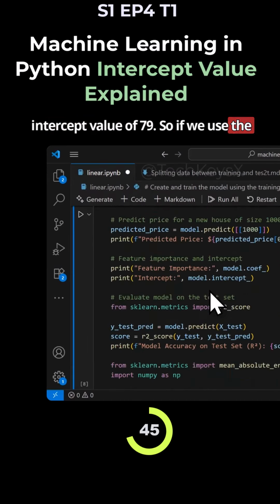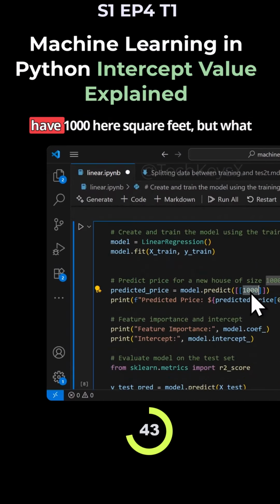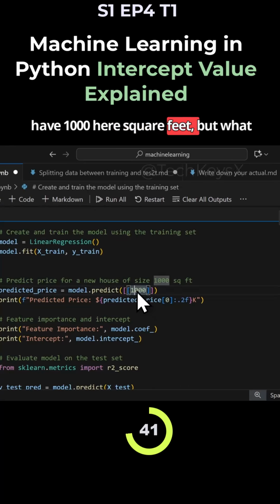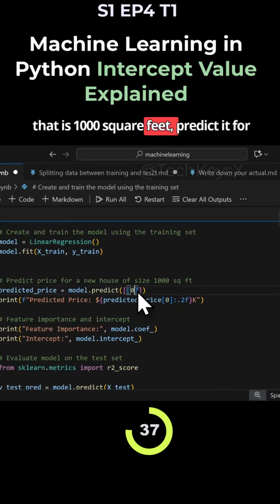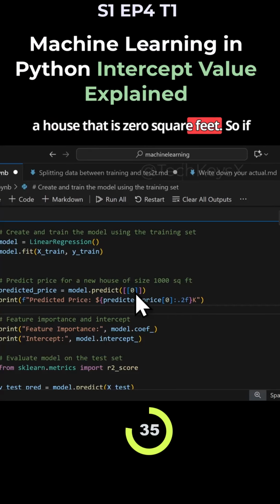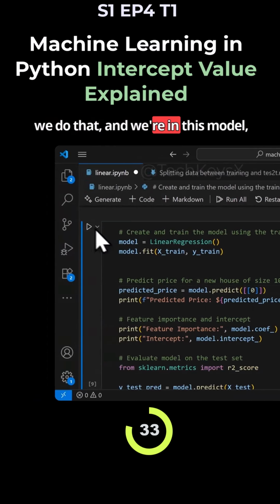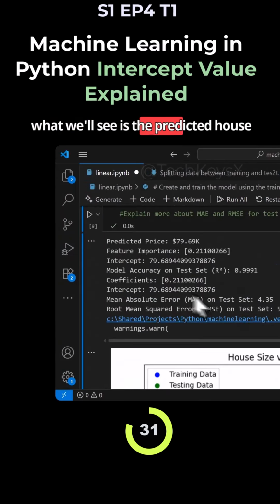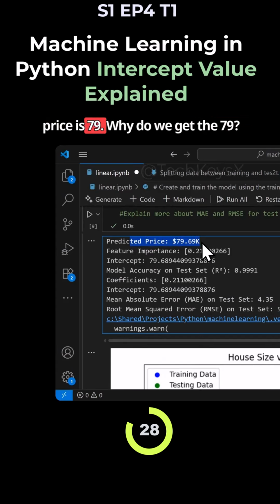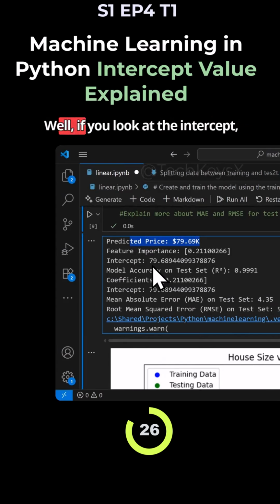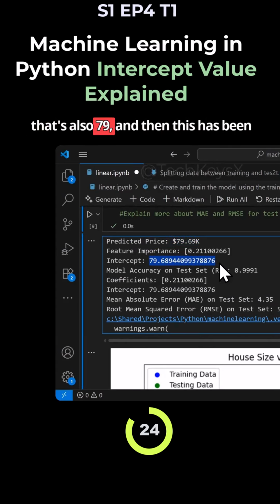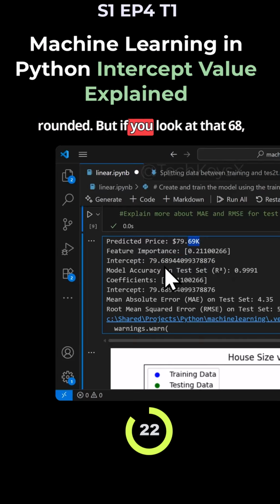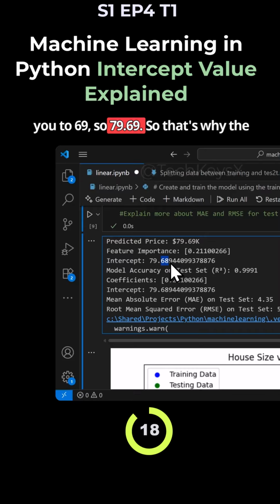If we use the model to predict a house price, we have 1000 square feet here, but what if we said don't predict it for a house that is 1000 square feet, predict it for a house that is 0 square feet? If we do that and run this model, we'll see the predicted house price is 79. Why do we get the 79? If you look at the intercept, that's also 79, and this has been rounded. That 68 rounded up to 69, so 79.69.